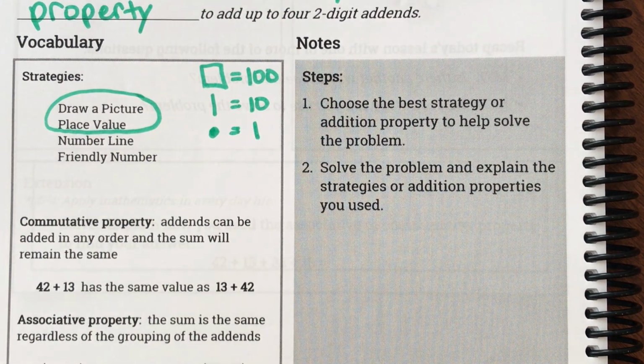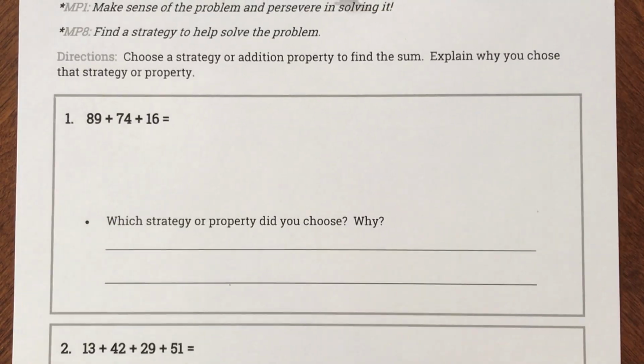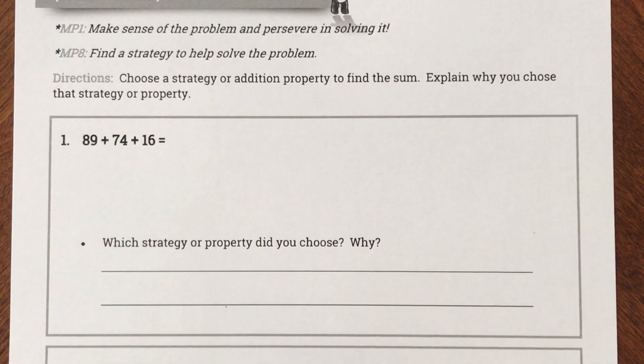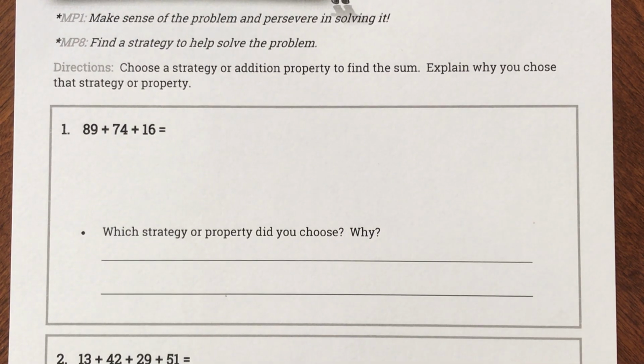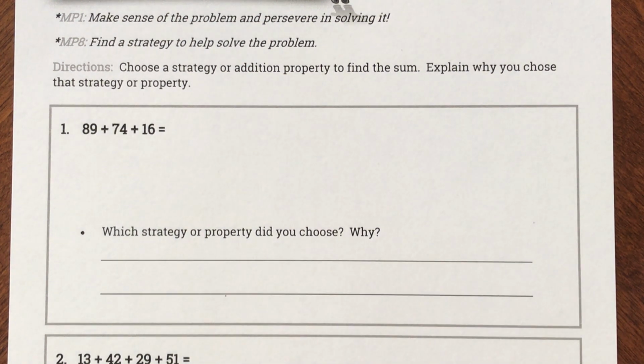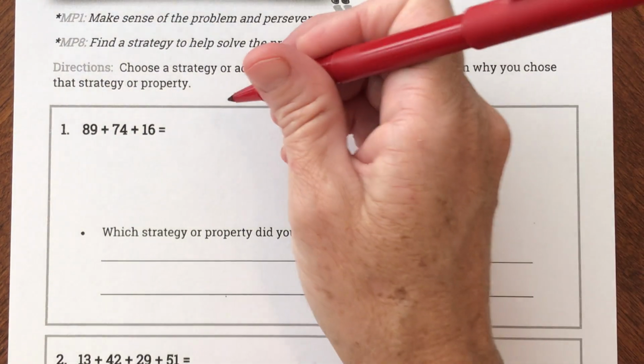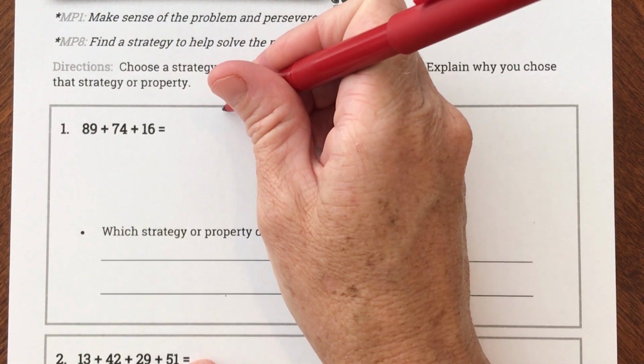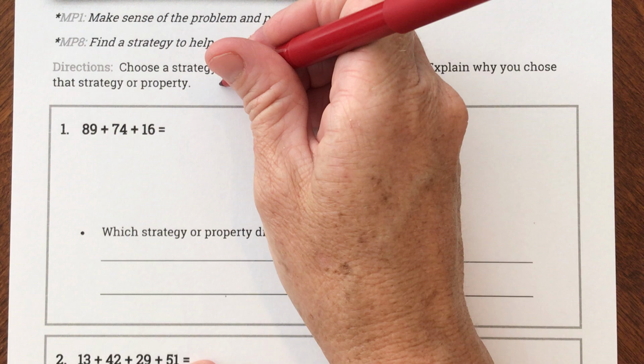Okay, here's my first problem. And my first problem says 89 plus 74 plus 16. Okay, so I told you I like the draw a picture strategy and the place value strategy. The one bummer is they don't give me the place value chart that I use for those strategies. The good thing is they're not that hard to draw.